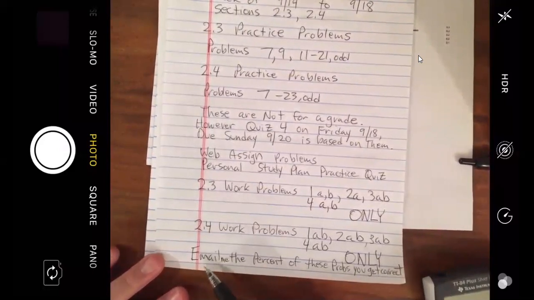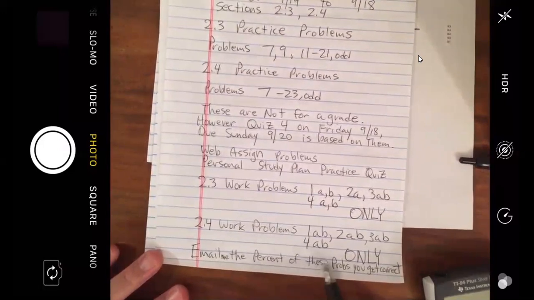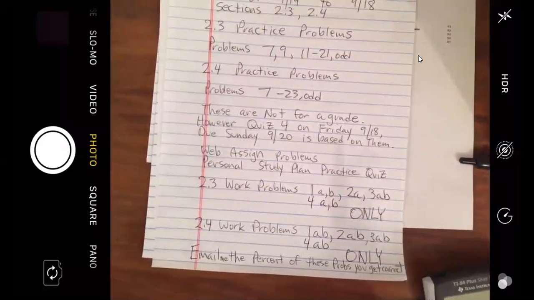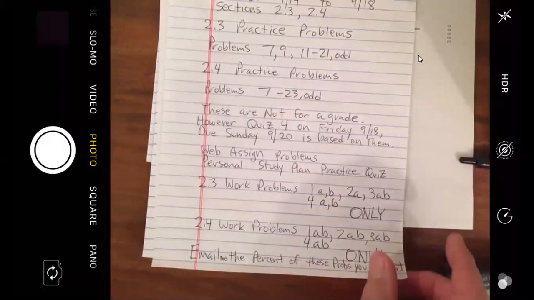And just email me the percent of these problems you get correct. We won't have a Google form for it. It seems a little too confusing to use a Google form to tell me what you get correct. Just send me an email and I'll write down what percent of these problems you get correct. Get them all, it's 100%.